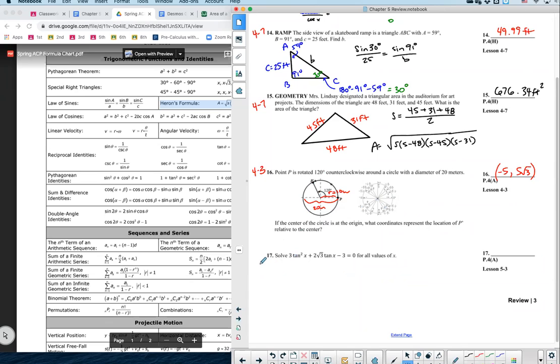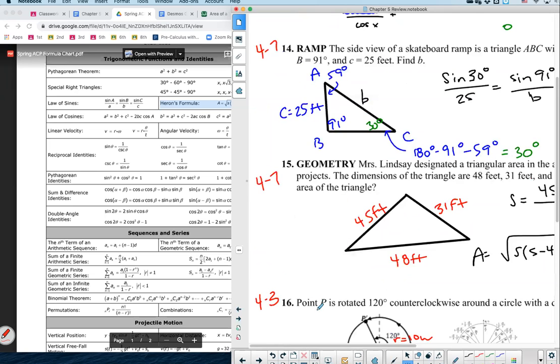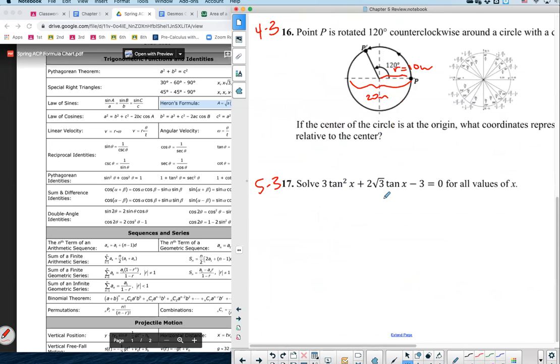Number 17. Now this is lesson 5.3. What the difference was in lesson 5.3 from 5.2 and 5.1 is not only were we simplifying, we were actually solving. And for most students, solving was easier because you got to do a lot more algebra in comparison to what we were doing in the previous lessons.